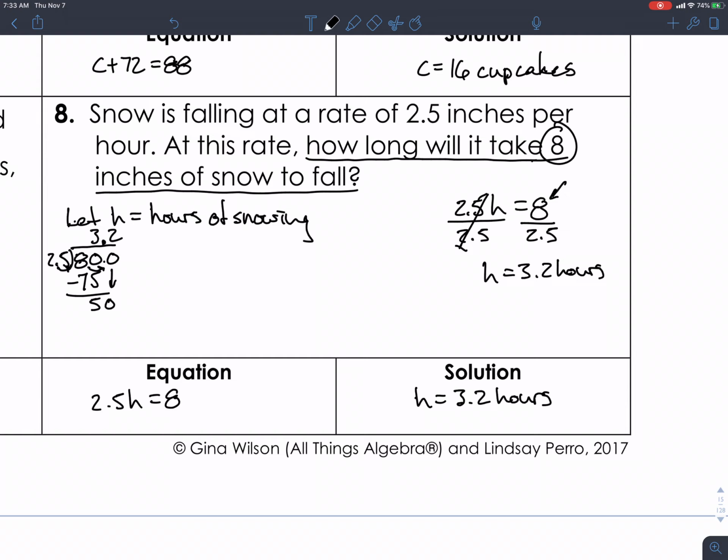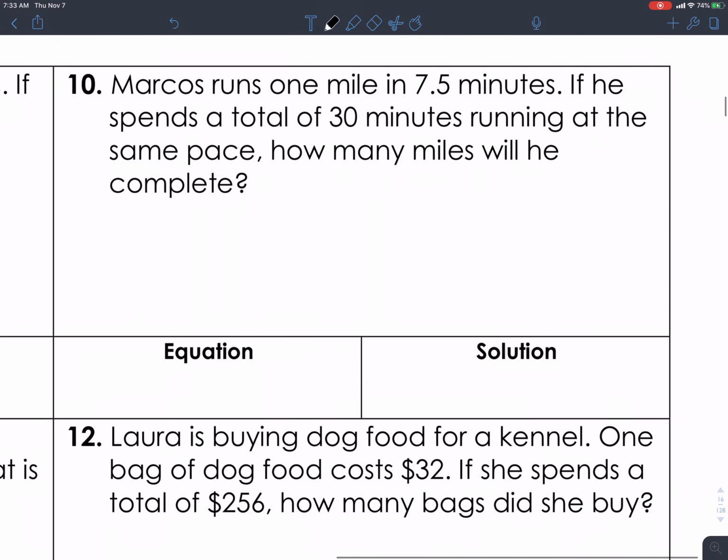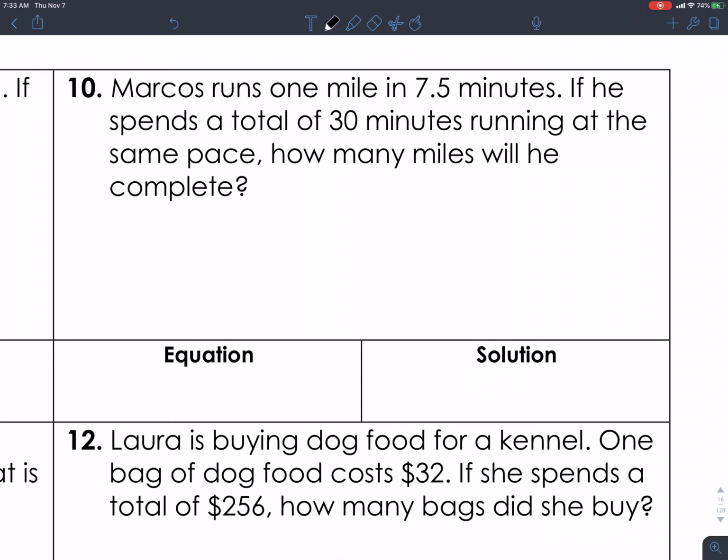I'm going to do a couple more, and you guys will be responsible for the rest of them because this one takes a lot of practice, so I want you guys to get a lot of practice doing this. So let's look at number 10.